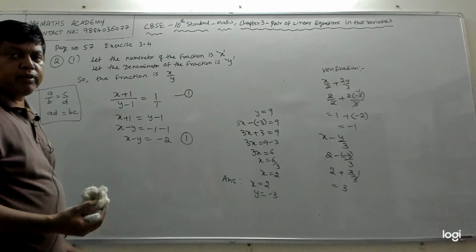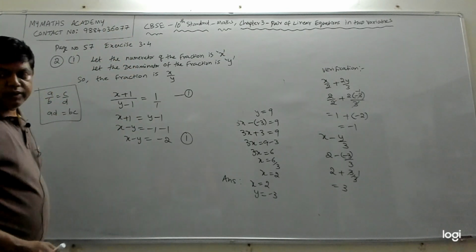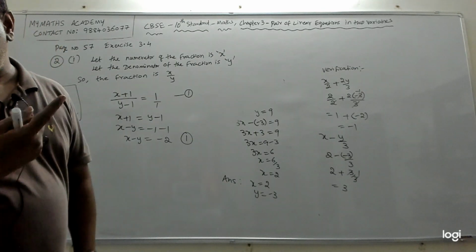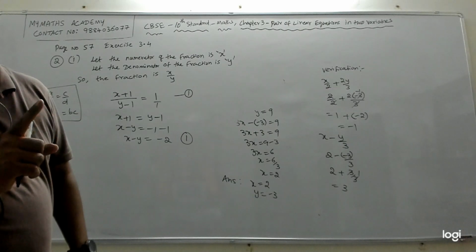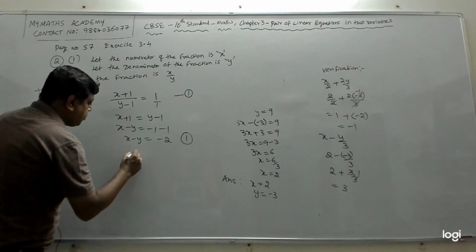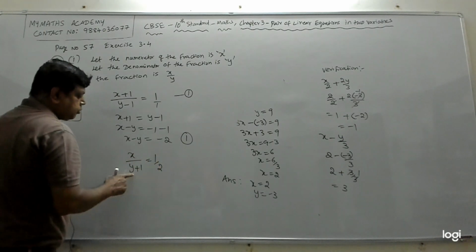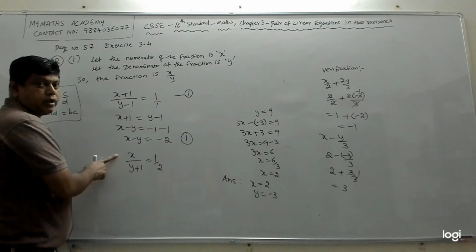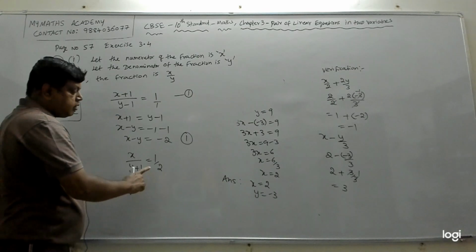Now let's try to form the second equation. So what is the second equation? Let's see the second line. It becomes 1 by 2, which means the fraction becomes 1 by 2 if we add only 1 to the denominator. To the denominator I am adding only 1. Numerator I am not doing anything, so the numerator is x alone. In the denominator if I add 1, then the fraction becomes 1 by 2.